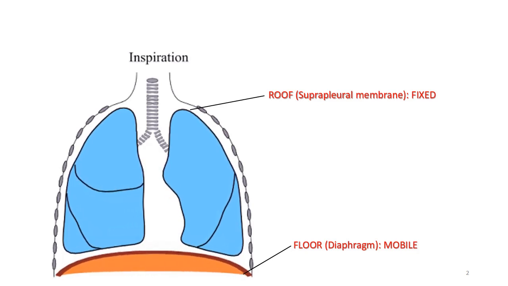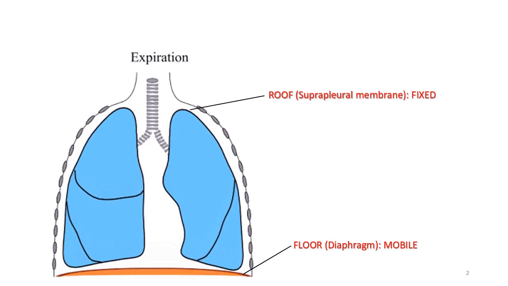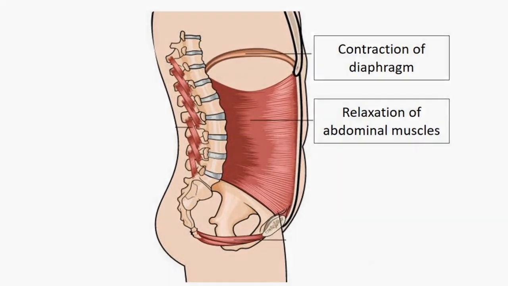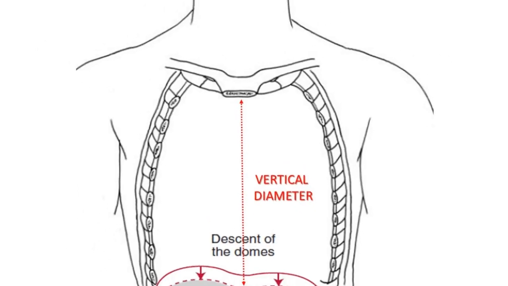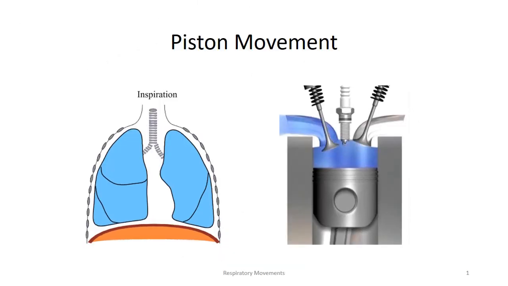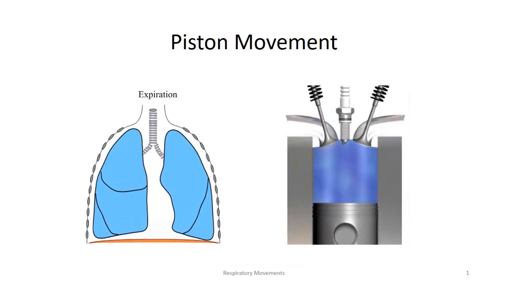Now during inspiration, what happens? The diaphragm descends and the intra-abdominal pressure rises. This rise in pressure is accommodated by the reciprocal relaxation of the abdominal wall musculature. That causes changes in vertical diameter, and this is known as the piston effect. So it is called piston movement.